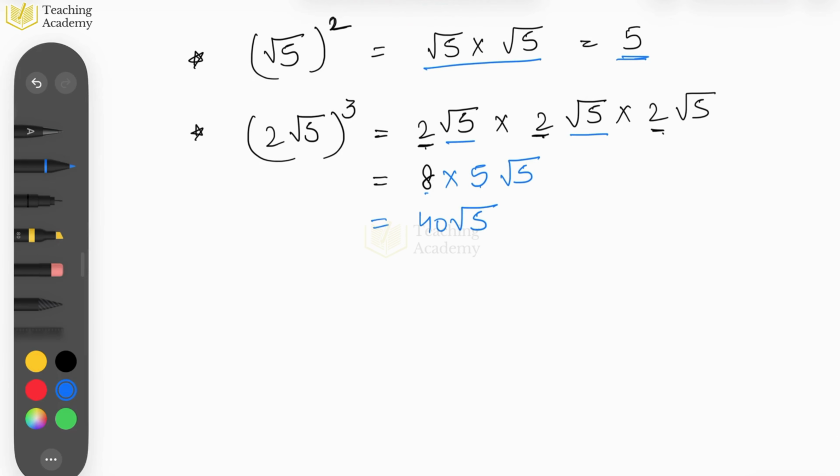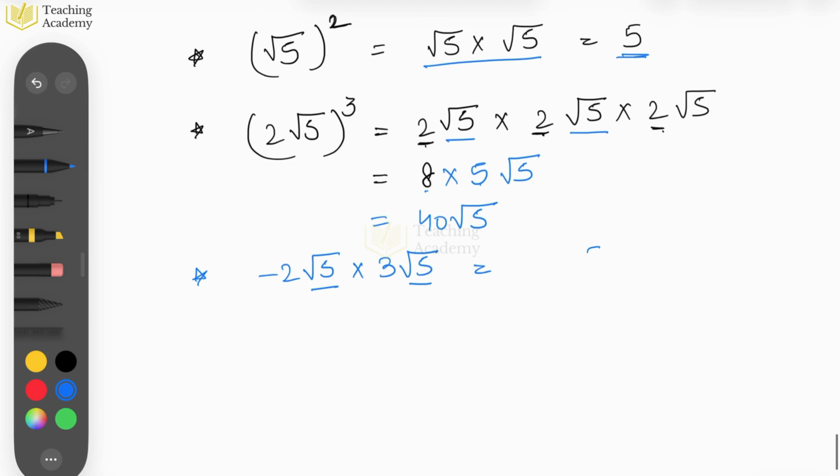Let's take one more example. Maybe it can be written in this format as well: negative 2 root 5 times 3 root 5. So how will we write it? As I said already, you just multiply the whole number with the whole number and the root part with the root part. So I can see that roots are same, right? That will give you a 5.